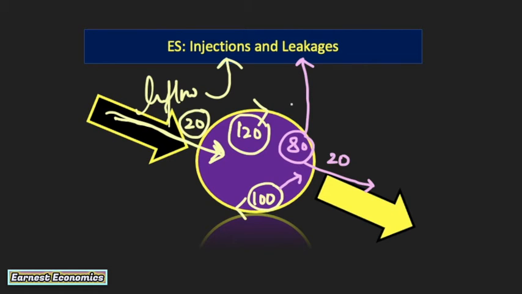Now all the transactions and interactions which bring money into the circular flow will be considered as injections, and all the transactions or interactions that take money away from an economy to the rest of the world will be considered as leakage factors for the economy. Now we will learn about this as we move further ahead.